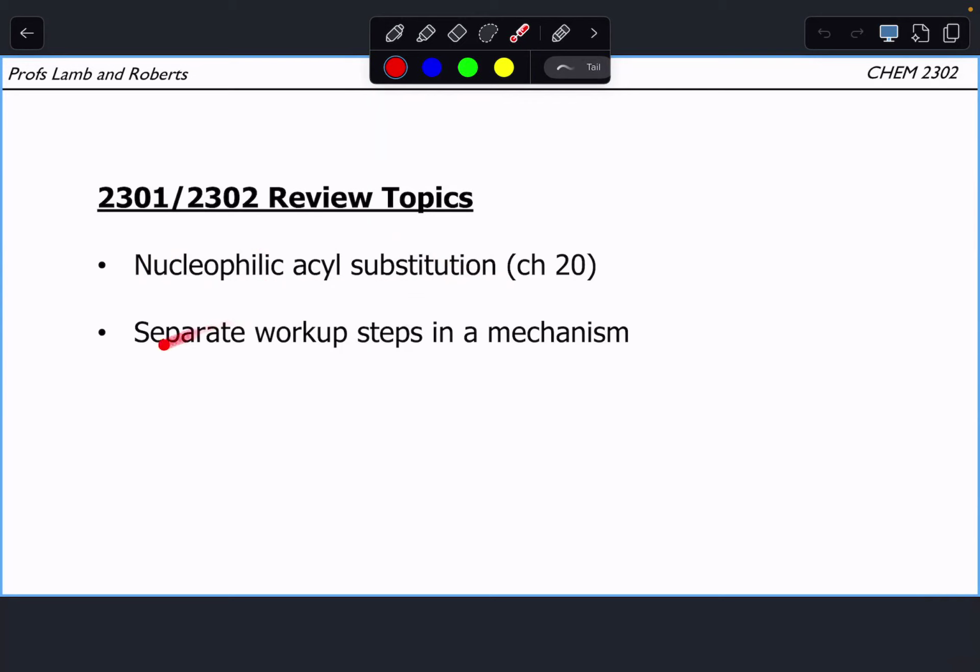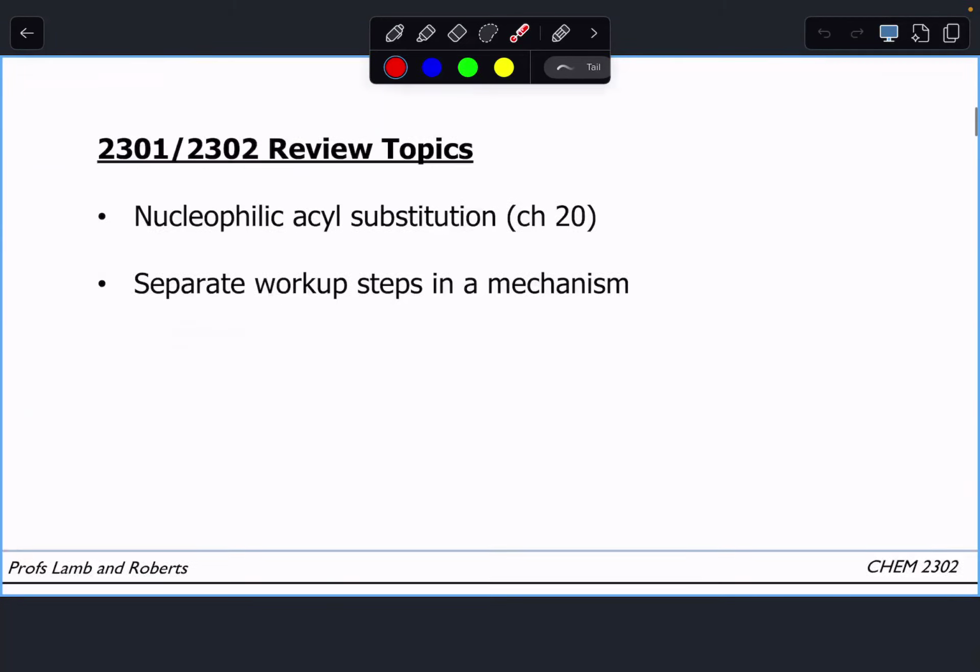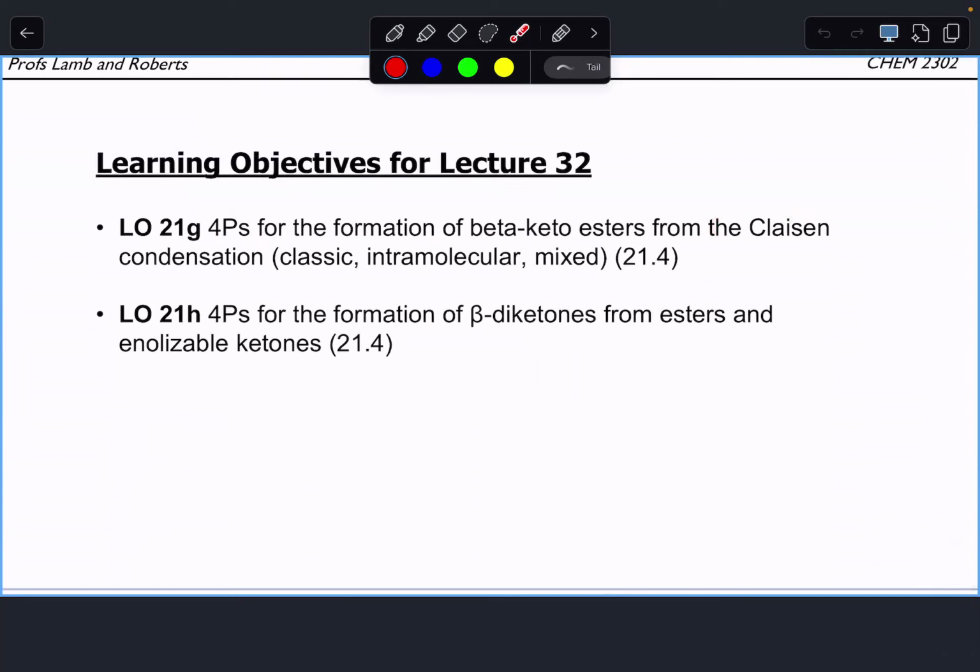And then it's going to be really important that we're going to reintroduce having a separate workup step, right? We usually have to add acid at the end to get to our final product. That becomes really important for the reaction we're going to talk about today, which is called the Claisen condensation. And just like the aldol, there are many variants of this. We're going to go through the classic, the intramolecular, the mixed. It's very similar to the aldol, just slightly different because we're using esters instead. And then a variant on the Claisen condensation. They are technically two different reactions, but they're very, very similar.